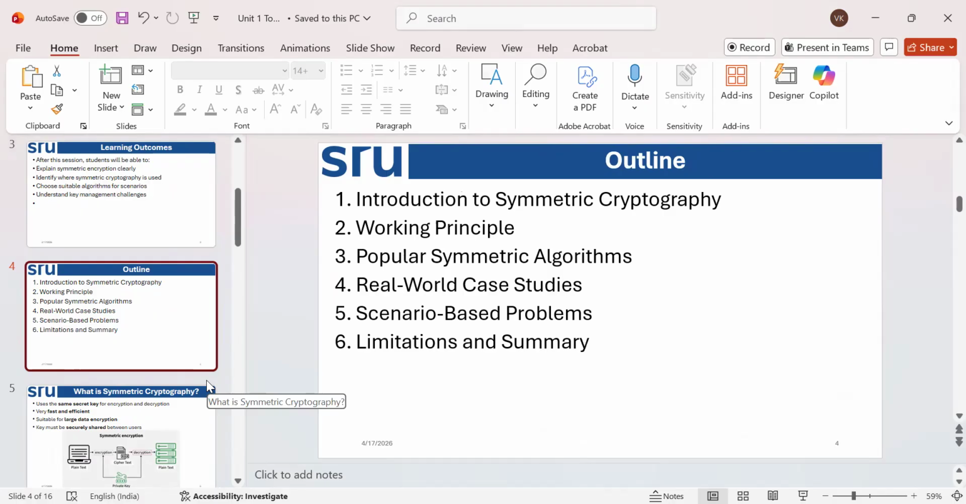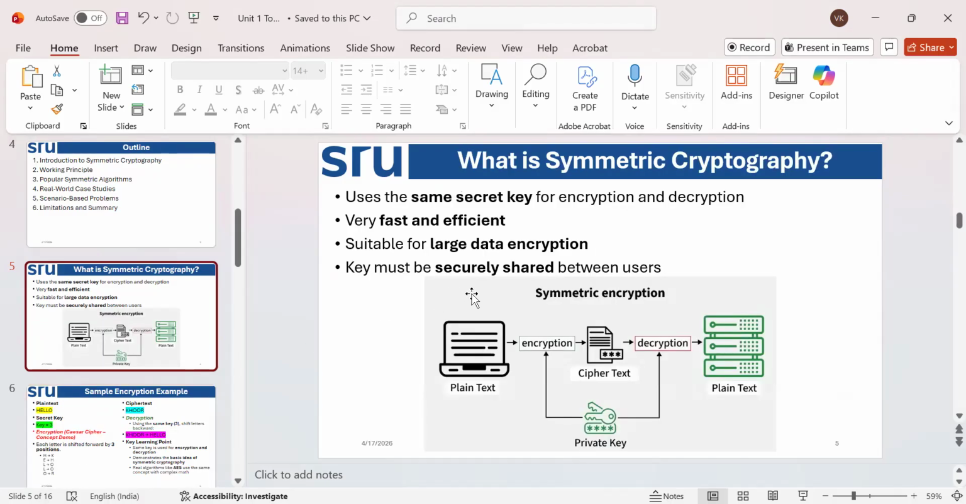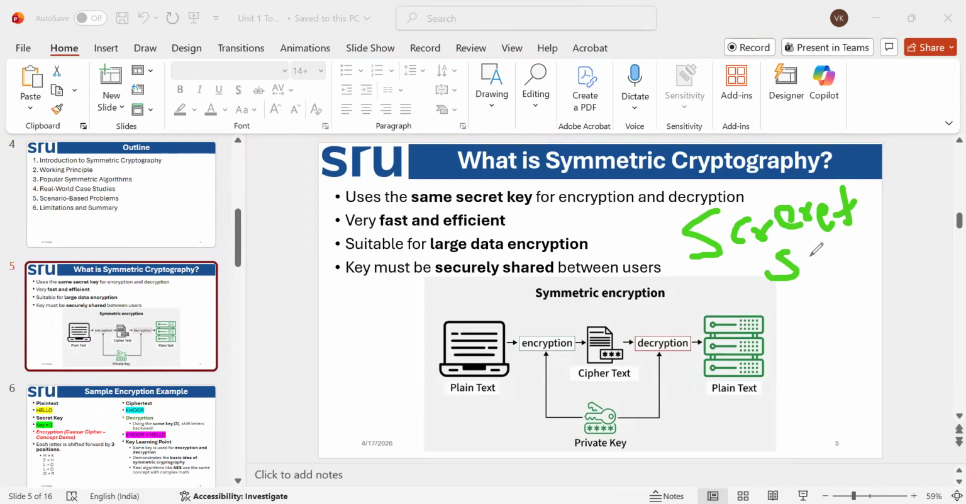So let's come to today's topic. Let's start today's topic now. So let's see what symmetric cryptography is. If we want to define symmetric cryptography, it means using the same key. Sometimes we also say secret key cryptography, because we use the same key. Here we use the same key, so that is kind of a mirror or inverse, right? Why do we say symmetric cryptography?